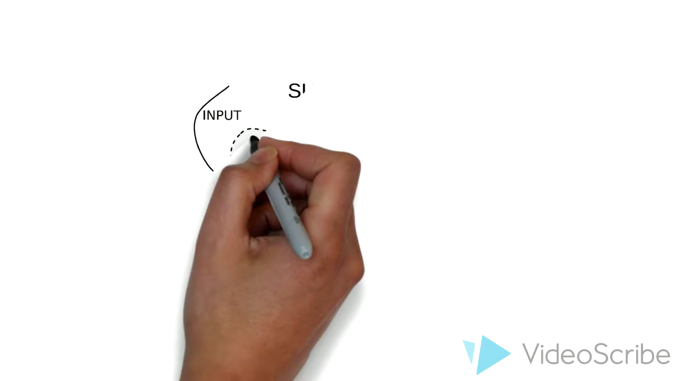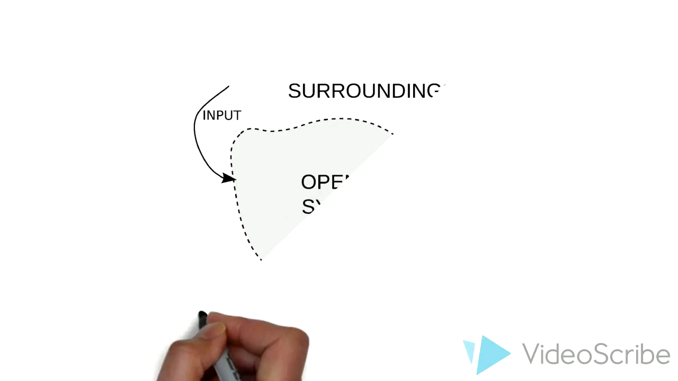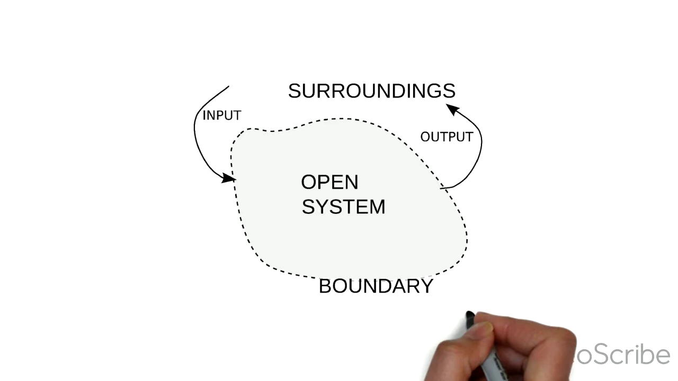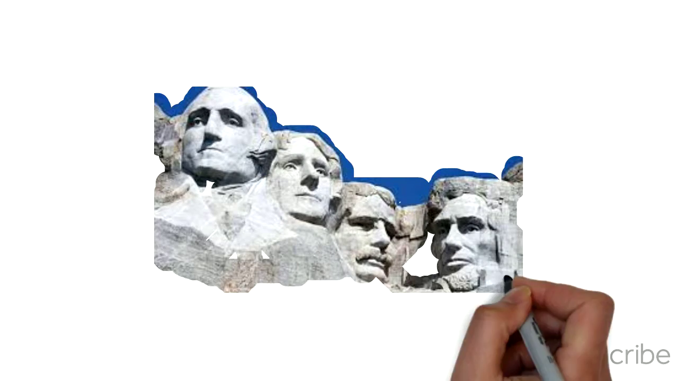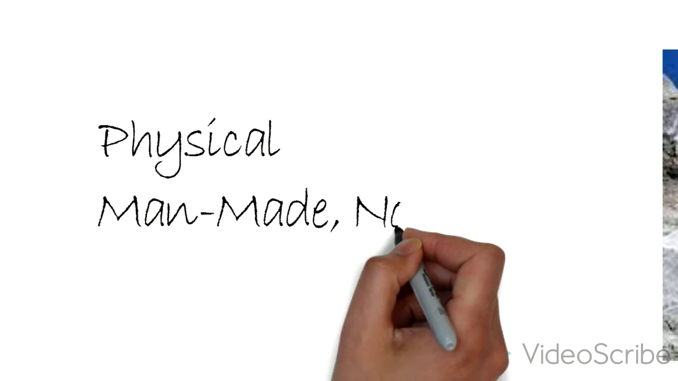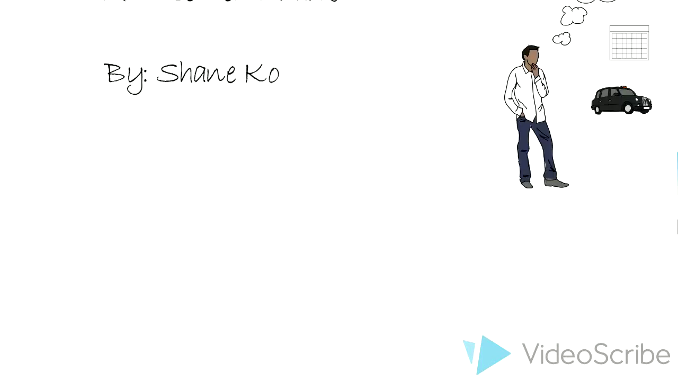An amusement park is defined as an open system. It is an open system because of how the inputs and outputs interact with the surroundings and nature. So, how do we classify it? We classify an amusement park as physical, and a subsection of physical is man-made and living objects and non-living objects.